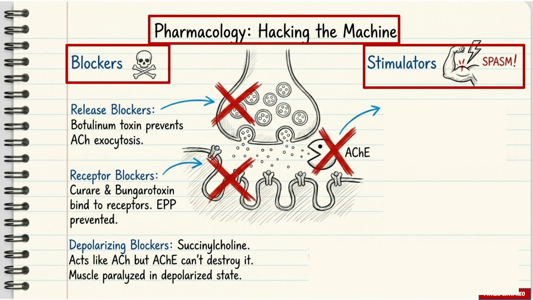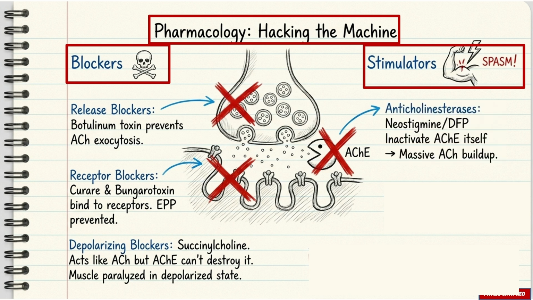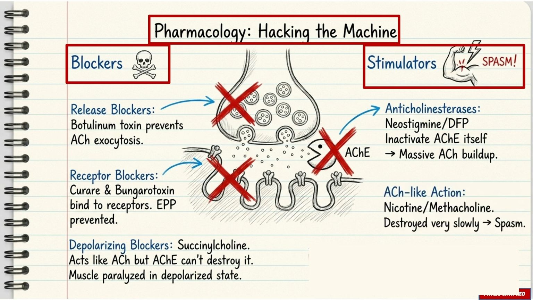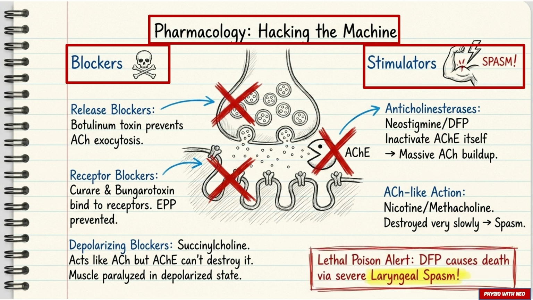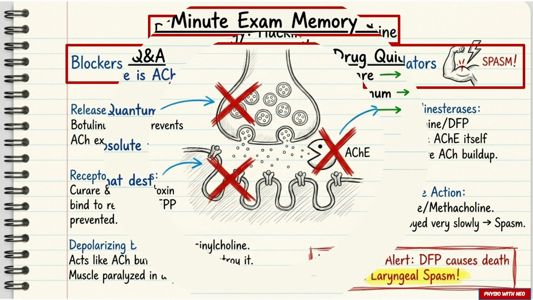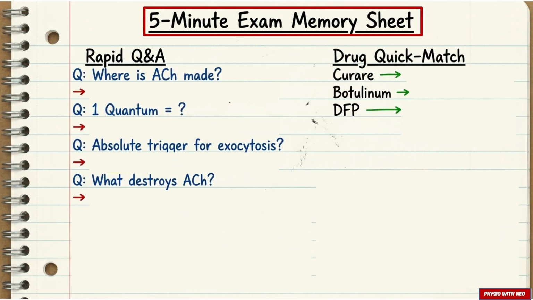Now the stimulators, which come in two forms. First is anticholinesterase. Drugs like neostigmine and DFP inactivate acetylcholinesterase itself, so massive acetylcholine builds up. And the second is acetylcholine-like action: nicotine, methacholine. It is destroyed very slowly, so that results in spasm. One clinically important point is the lethal poison alert for DFP, because it causes death via severe laryngeal spasm. So remember, blockers stop, stimulators boost. Simple. Now, one Viva question. Which drug is used in myasthenia gravis? Answer is neostigmine. This is the page that you should revise just before entering the examination hall.